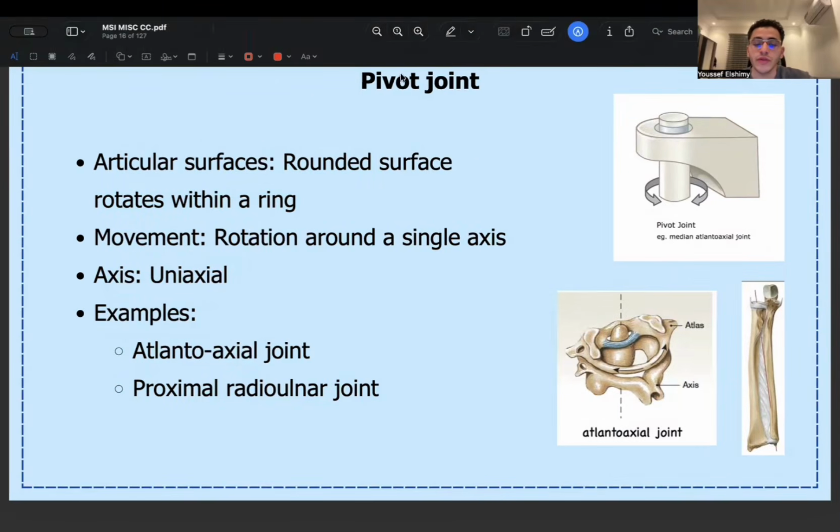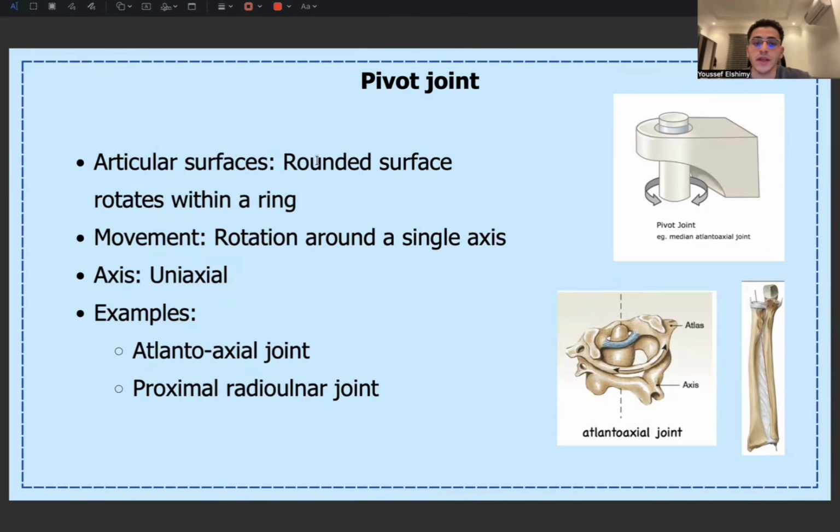Lastly, we have the pivot joint, which is basically a rounded surface rotating within a ring. And basically, the rotation happens around a single axis. So it's a uniaxial joint. An example is the atlantoaxial joint, which is the C1, C2 vertebra, and also the proximal radio-ulnar joint. And here it allows us to rotate around the single axis, and the radio-ulnar joint also allows us to do pronation and supination.